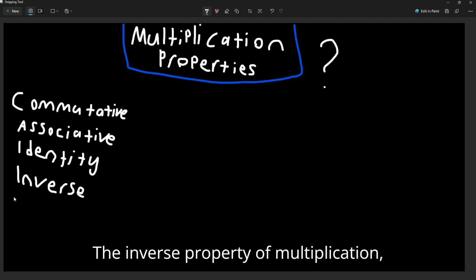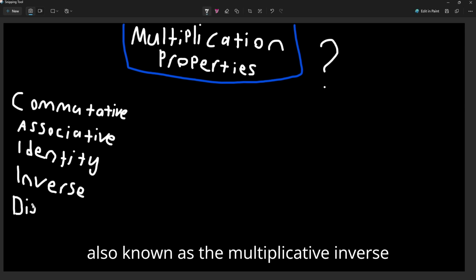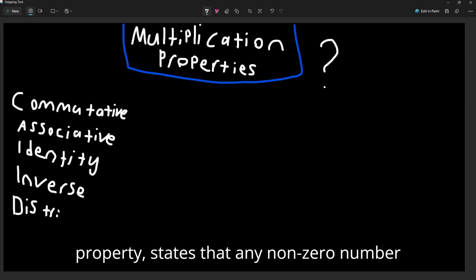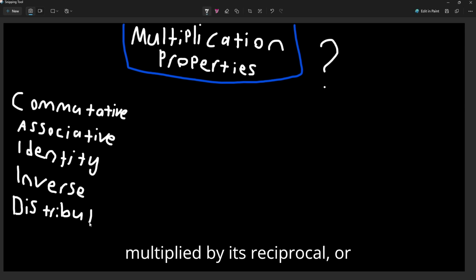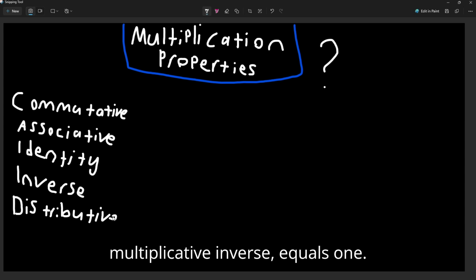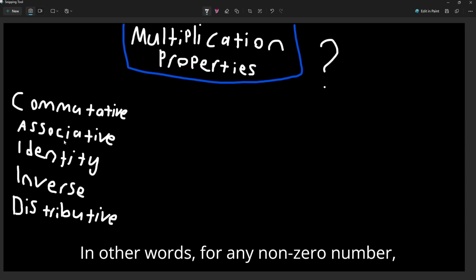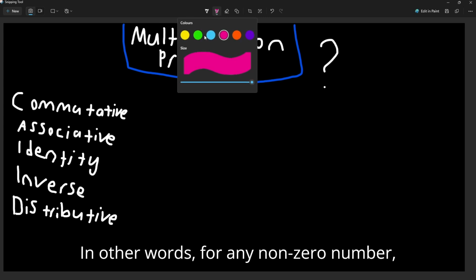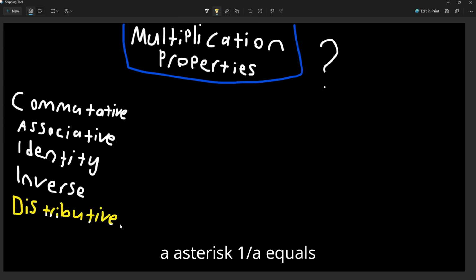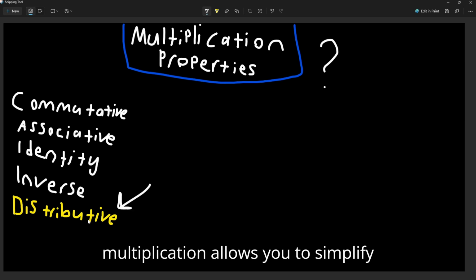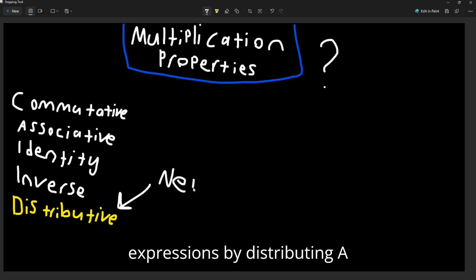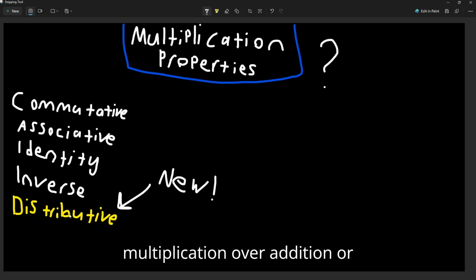The inverse property of multiplication, also known as the multiplicative inverse property, states that any non-zero number multiplied by its reciprocal, or multiplicative inverse, equals 1. In other words, for any non-zero number a, a times 1/a equals 1. The distributive property of multiplication allows you to simplify expressions by distributing a multiplication over addition or subtraction.